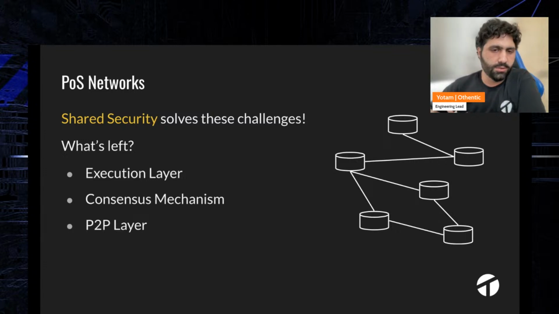But it doesn't mean that the work is done. So there's a couple of other things that we still need to take care of. One, first of all, is what we would call the execution layer, and that's the logic of our AVS or of our network, like what actually happens as part of validating the network. The second thing is the consensus mechanism. So how do all of these different nodes, each of which can execute some sort of logic, come to the consensus of which state or which result is actually correct?